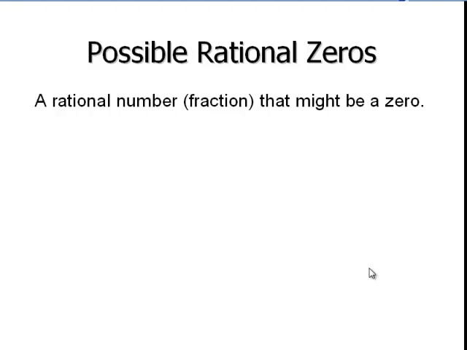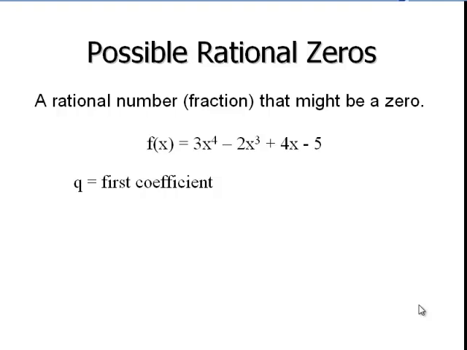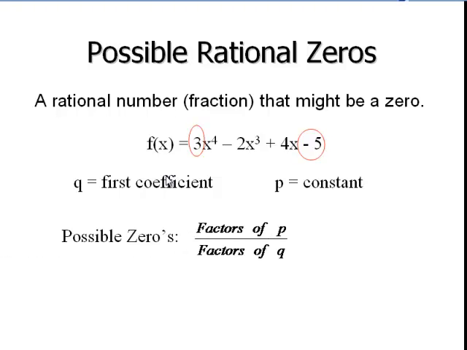When you're trying to find your k values, if you have a polynomial like 3x to the fourth, 2x cubed, minus 4x squared, plus 4x, minus 5. Take the first coefficient, which is 3, we call that q, and take the last coefficient, p, and factor each of those. The possible zeros, the things that may work that are fractions, are the factors of p divided by the factors of q. The factors of the last number divided by the factors of the first number.